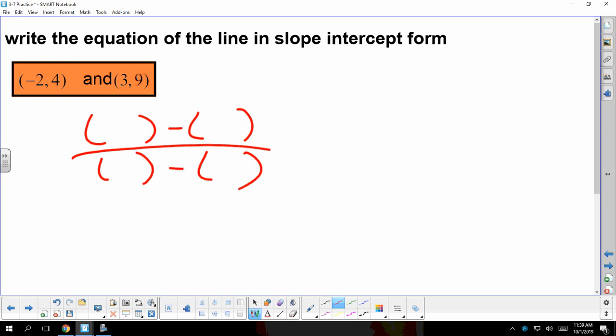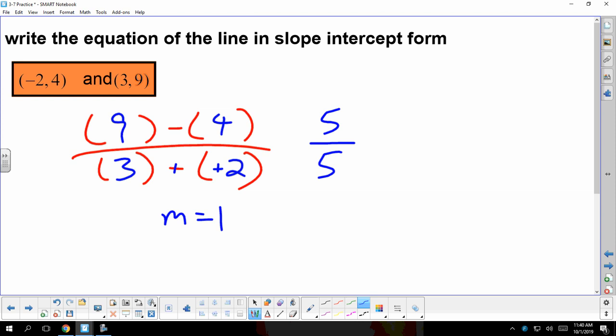What do I remember? Y is on top of their own axis. So 9, 3, 4, negative 2. Does it matter which one I make the first point and the second one? No, we find the same slope either way. So 9 minus 4 is 5, and 3 minus negative 2 is 5. 5 over 5, I have a slope of 1.